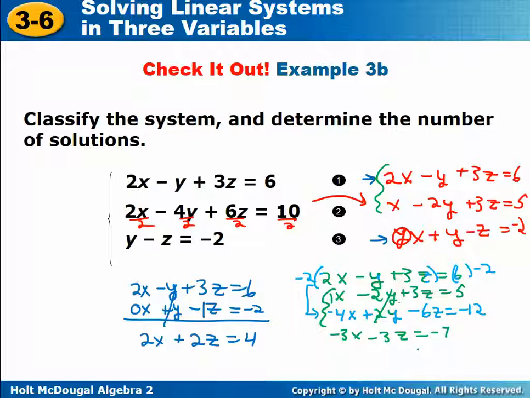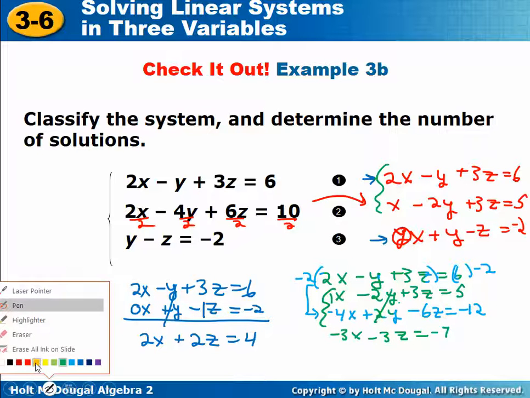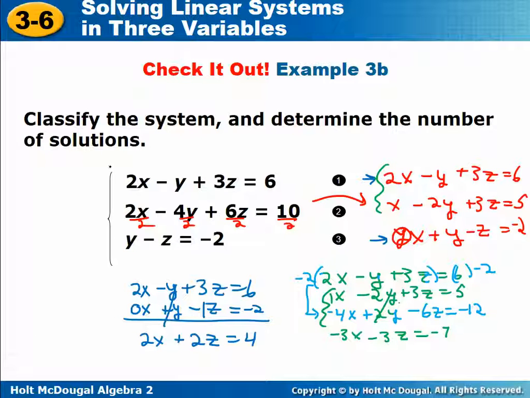All right, so now I've got these two equations to work with. I have a new system of linear equations. I'll use black. And I'm just going to solve this system. I want to keep my work on the same page, so I'm going to leave it here. I have an x and a z in both of them. And this is -3x minus 3z equals -7.